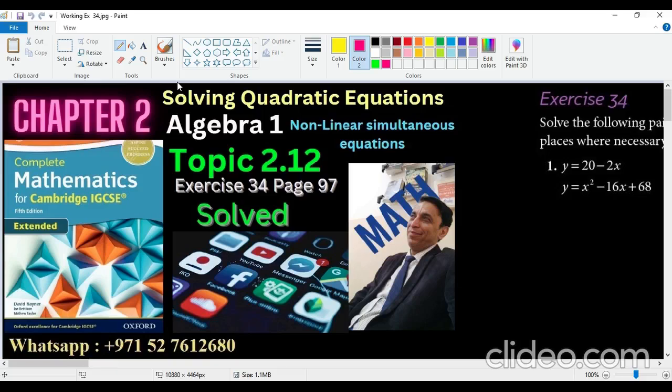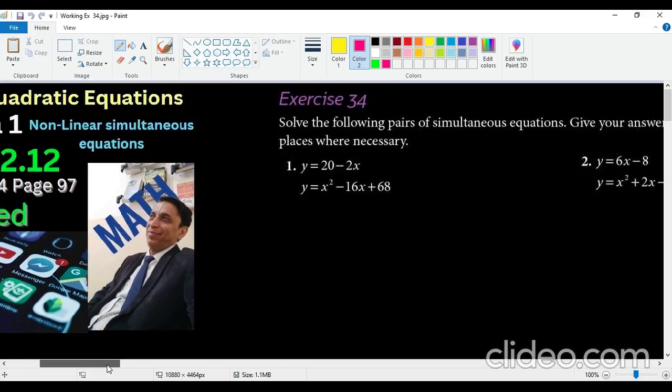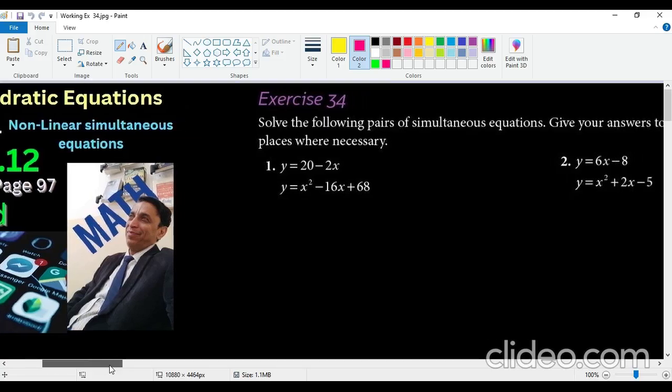Now, this exercise deals with two equations that we'll be solving simultaneously. It's called non-linear simultaneous equations because earlier we dealt with two equations that were both linear. But here one is quadratic and one is linear.